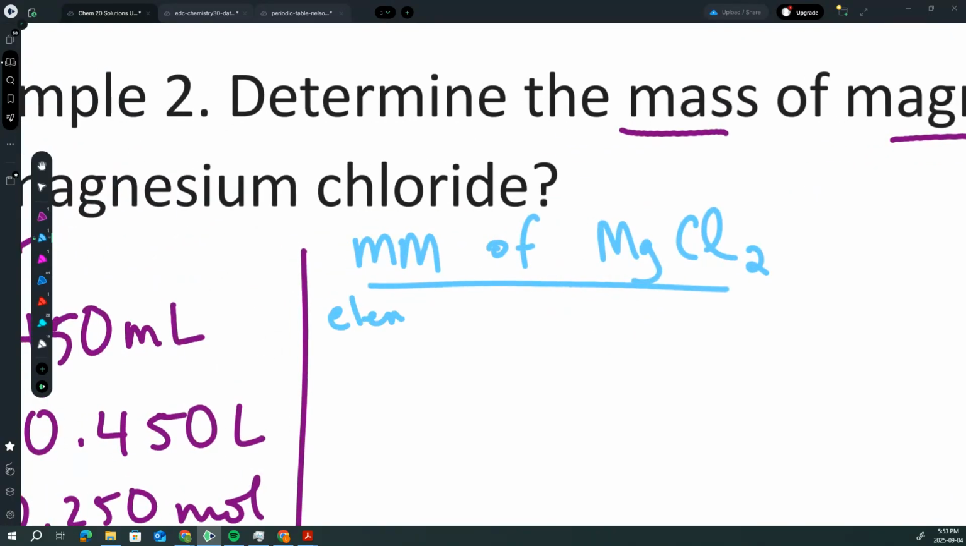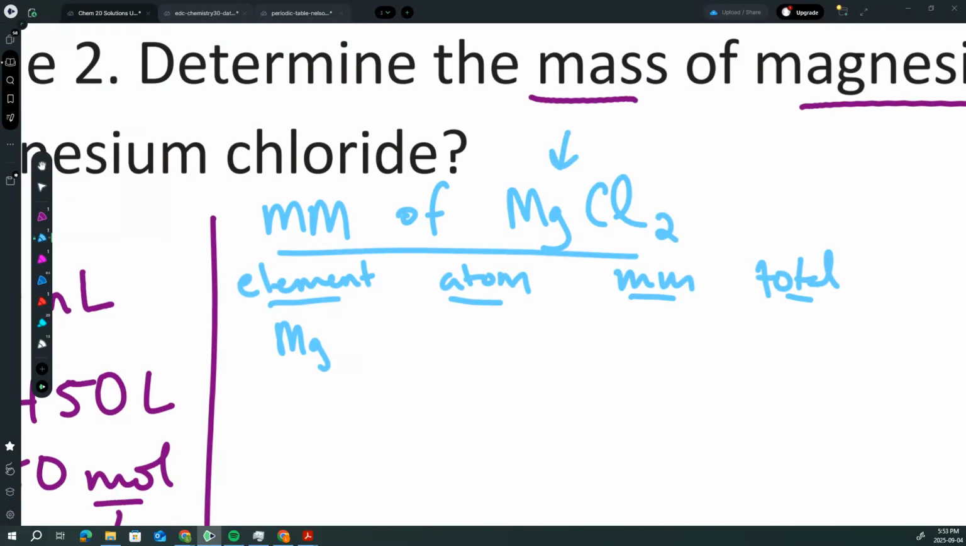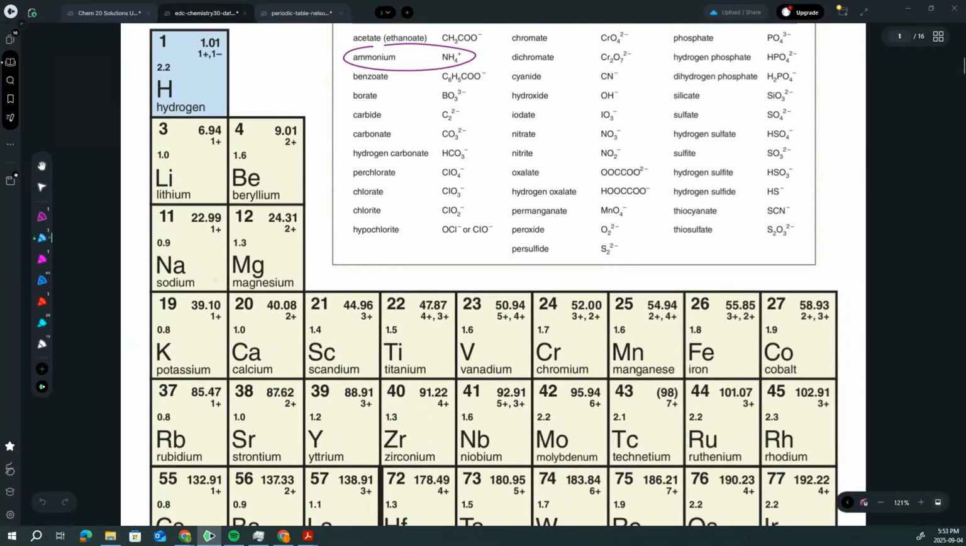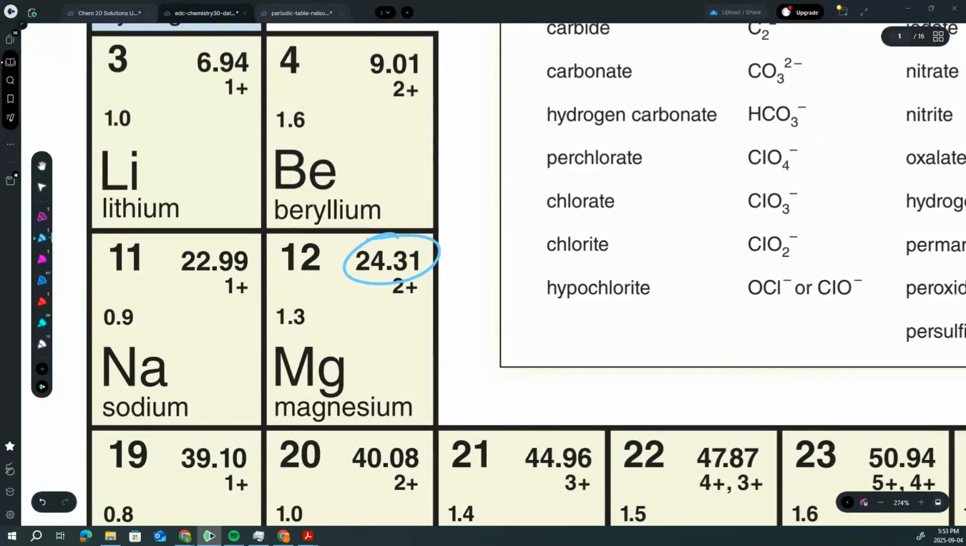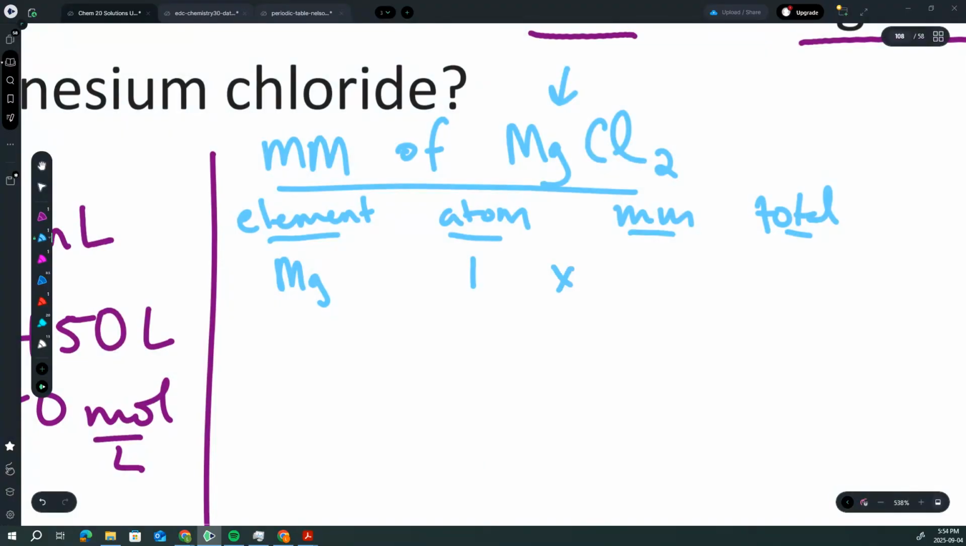So I'll just create the little table we had: elements, atoms, molar mass of each element, and then the totals. So we have magnesium, and in this chemical formula there's just one of them, and its molar mass is going to be 24.31. So that's going to give us a total of 24.31.